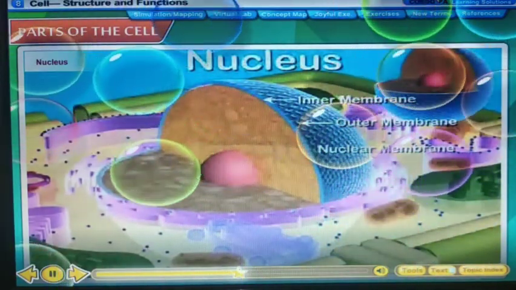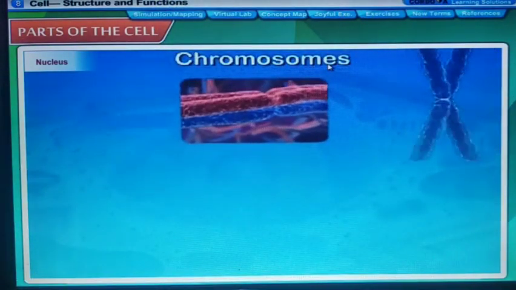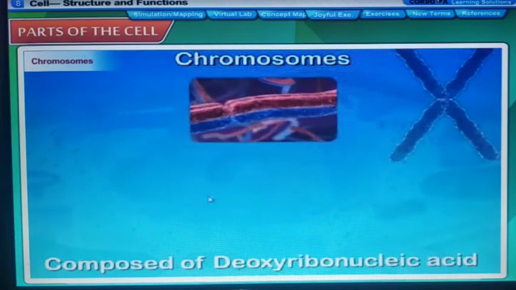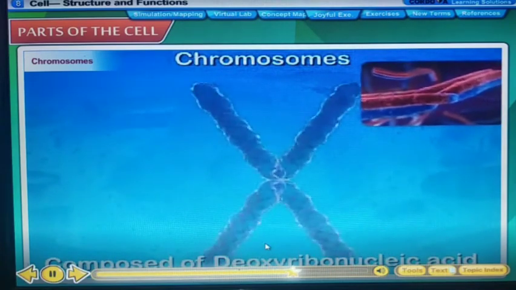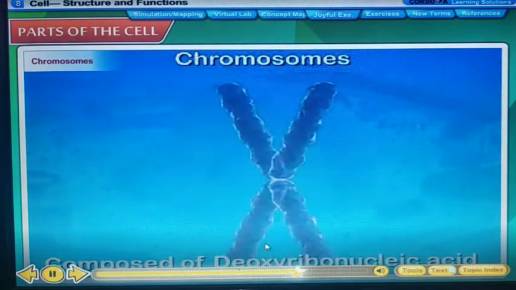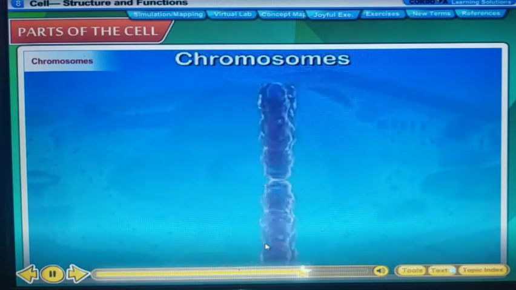Chromosomes. Some fine thread-like structures composed of deoxyribonucleic acid, DNA, are suspended in the nucleoplasm. These are called chromatin fibers. In the dividing nucleus, these chromatin fibers condense and form chromosomes. Due to this, chromosomes are only visible in the dividing cells.